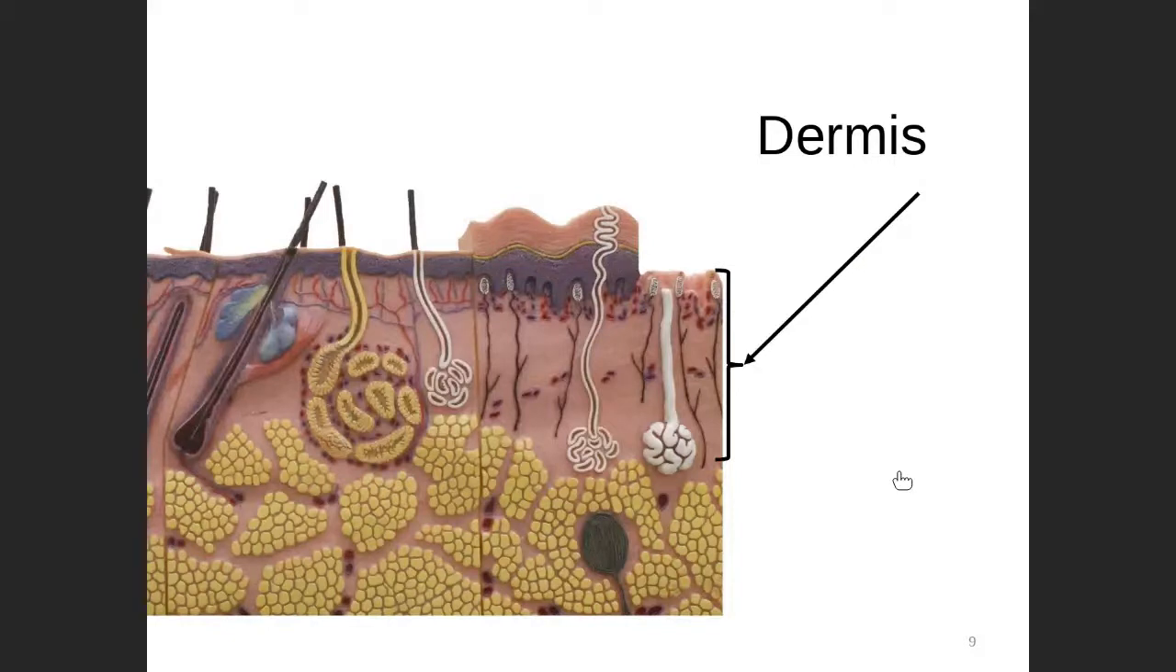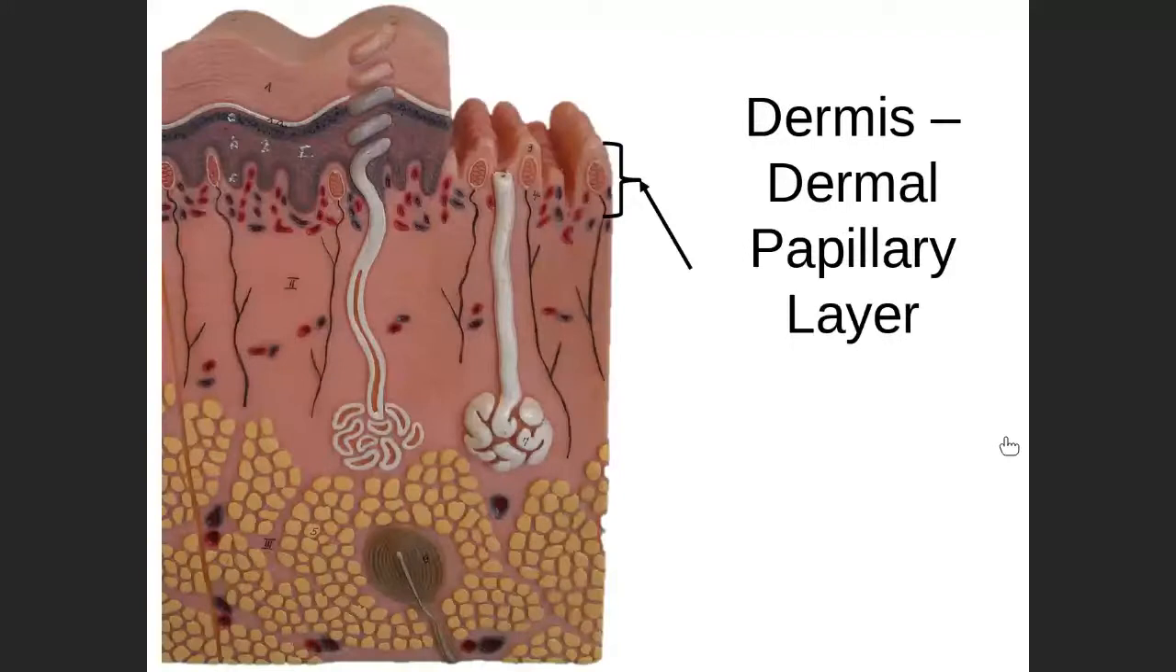I know we didn't cover this yet, but now we're going to break down the dermis into 2 sublayers. The first sublayer is the more superficial. This is the layer that connects directly to the epidermis. This layer is what we call the papillary layer. You don't have to write dermal papillary layer. Papillary layer is fine.